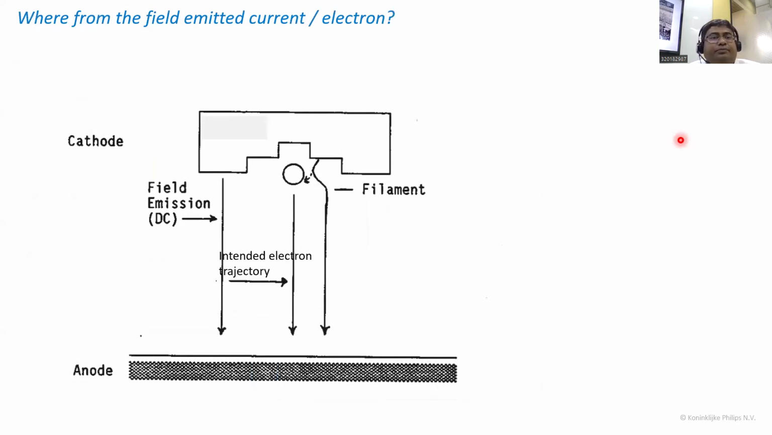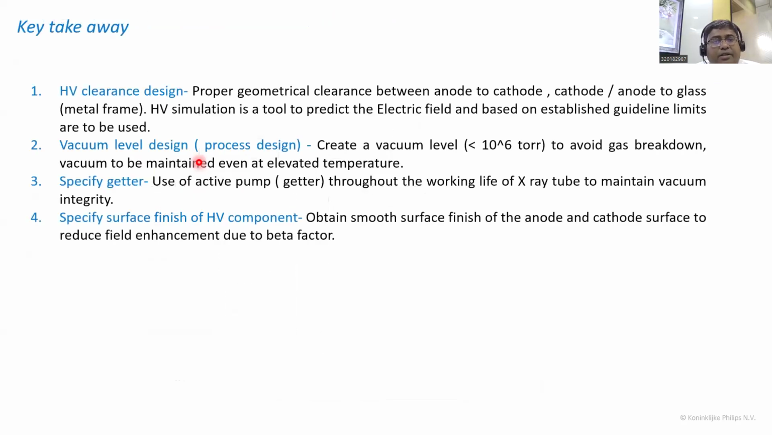We want the thermally emitted electrons to reach the anode. Any electron which comes from the flat part of the cathode is field emitted, and we do not want that. That's why a smooth design, avoiding curves, etc., is done.